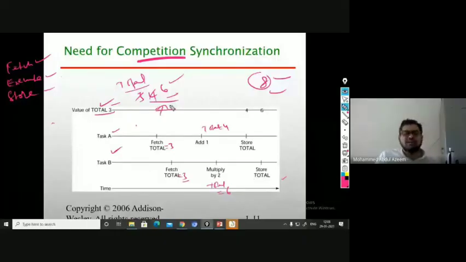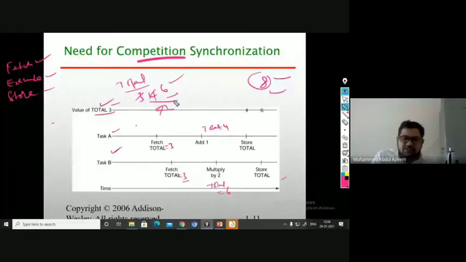You may find the value as 4. You may find the result as 6. Neither of the results is correct. Even if the task A store operation is done before, or the task B store operation is done before, in both of these cases the result which you may get is either 4 or 6, but both of them are not correct.